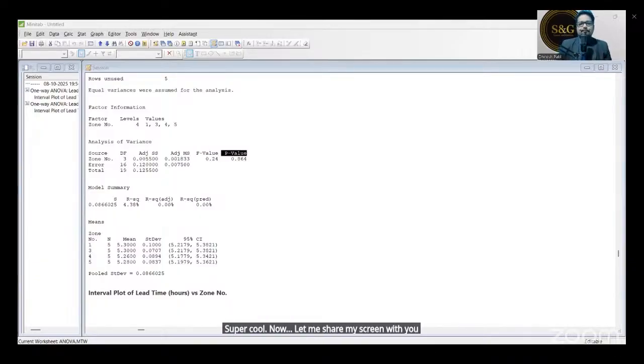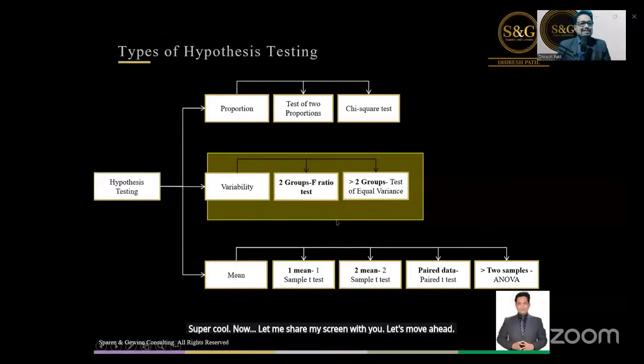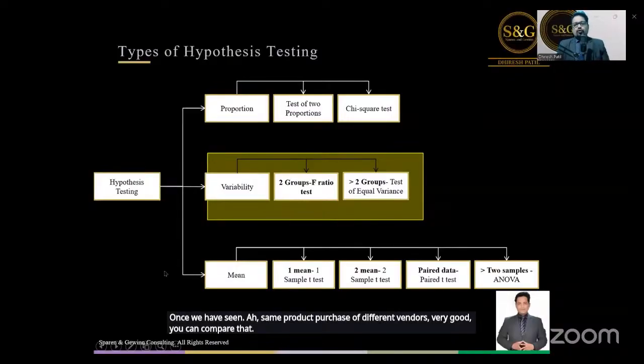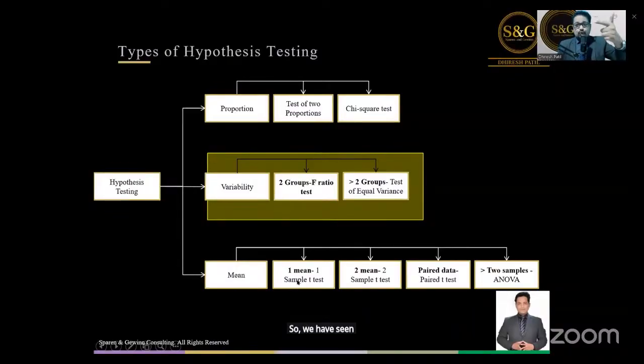Let's move ahead. Once we have seen same product purchase of different vendors, you can compare that. So we have seen 1 sample t-test, 2 sample t-test, paired t-test, ANOVA, 1 sample z-test as well. Let's move to the variability part. If you want to compare variability, which is variance or standard deviation of 2 groups, we'll go for the F ratio test.